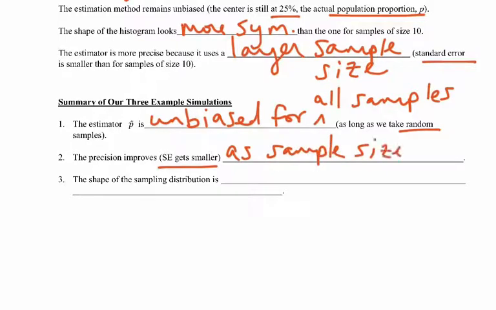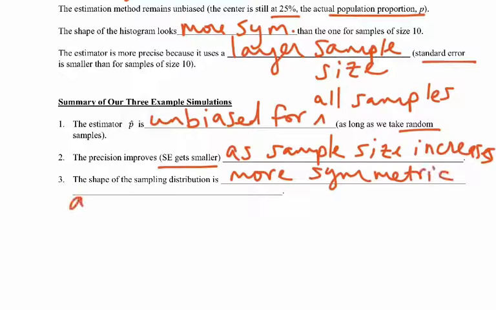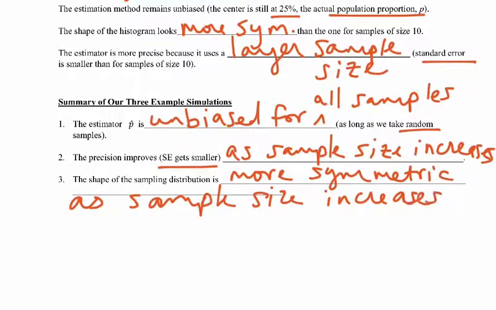as the sample size does what? What do we want? We want the sample size to increase. So as the sample size increases or gets bigger, our precision improves because our standard error gets smaller. The shape of the sampling distribution is also going to be more symmetric as sample size increases. And that's the most important thing here, that sample size really makes a difference.